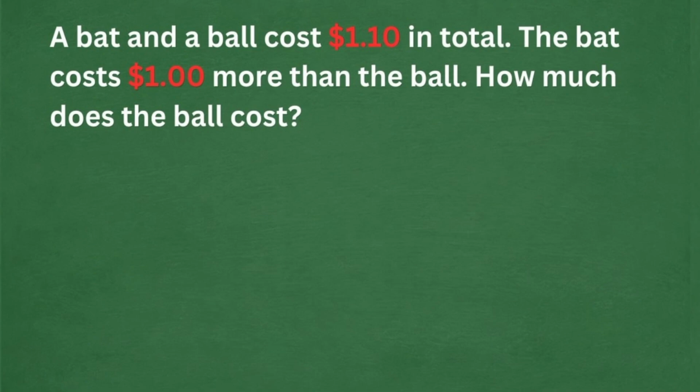This looks obvious. A bat and a ball cost $1.10 in total. The bat costs $1 more than the ball. How much does the ball cost?